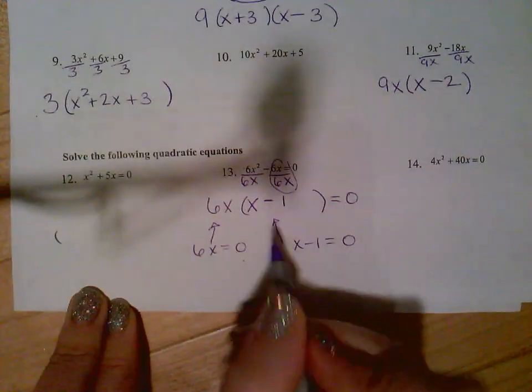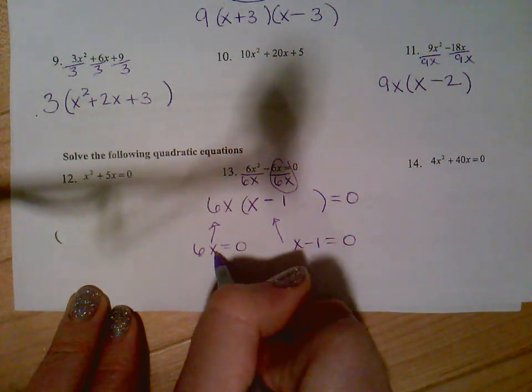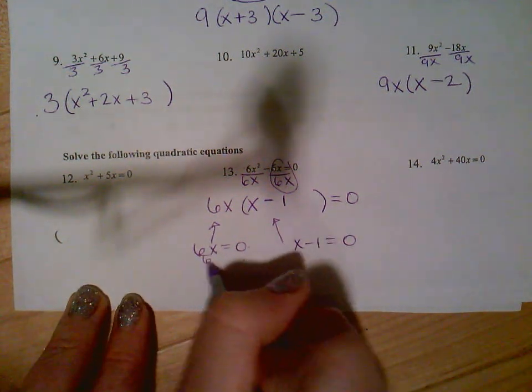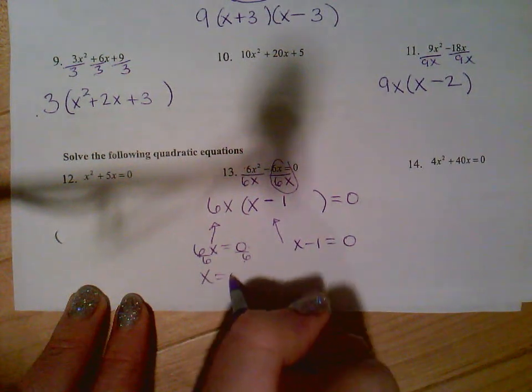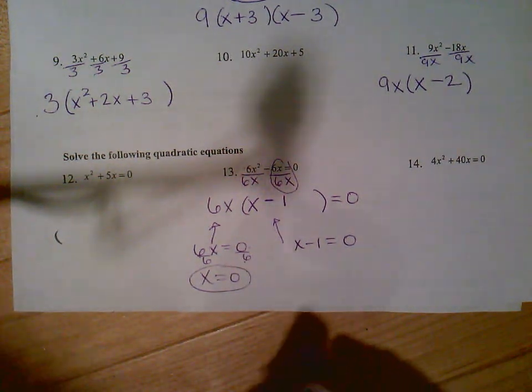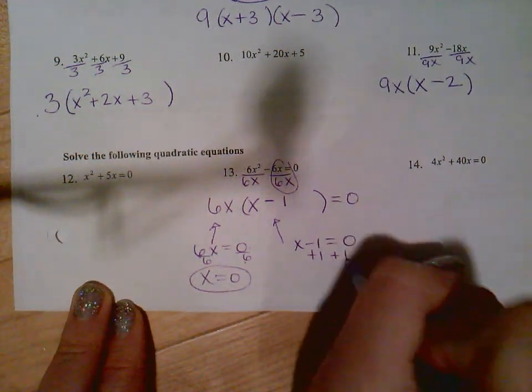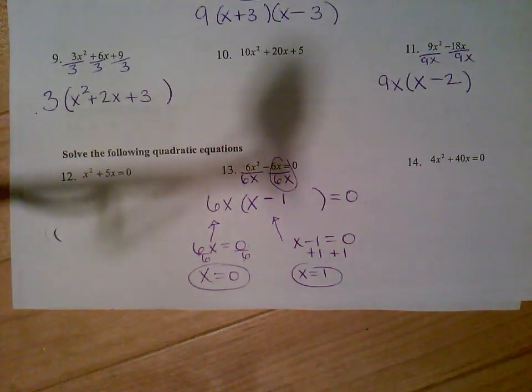We know that 6 times 0 is 0. I could also divide by 6 on both sides and prove x has to be 0. And on this one, maybe you can do it in your head. X would have to be 1. You're going to come back and do the evens.